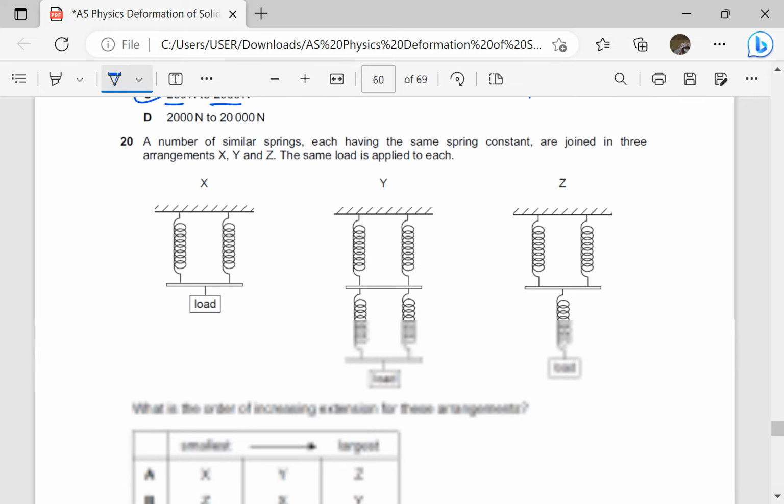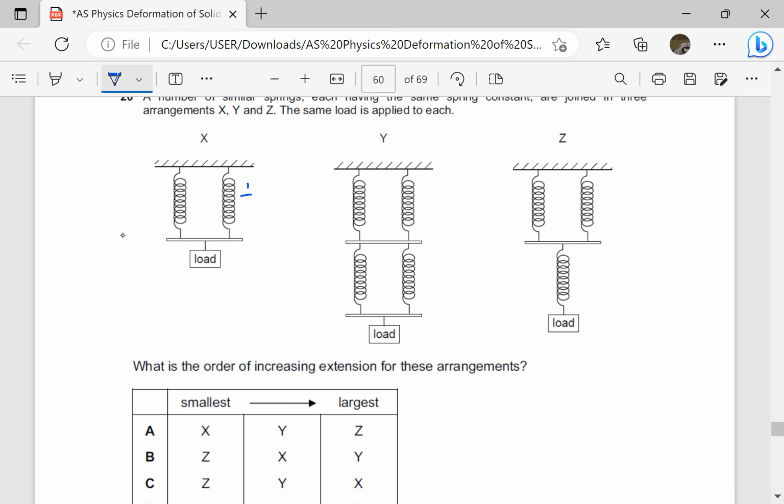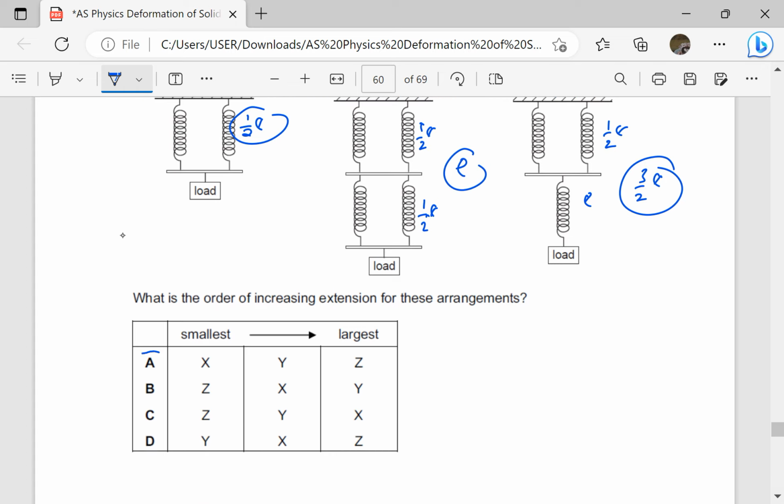A number of similar springs, each having the same spring constant, are joined in 3 arrangements, X, Y, and Z. The same load is applied to each. So since this is the same load, then it is very easy. The extension here is going to be a half E. This is a half E plus a half E, which gives us E. This is a half E plus E, which gives us 3 over 2 E. So this is 3 over 2 E, this is E, this is a half E. What is the order of increasing extension for these arrangements? So X has the smallest and Z has the greatest, so the answer is A.